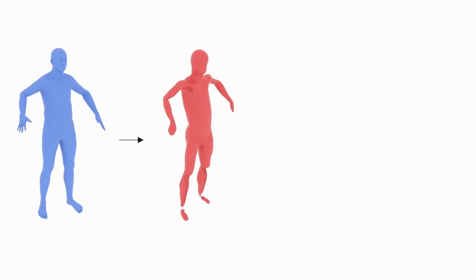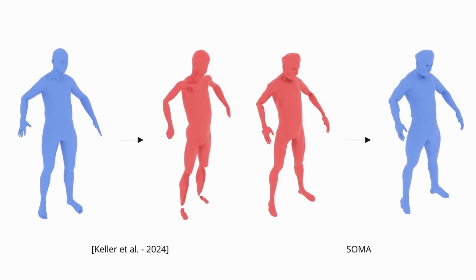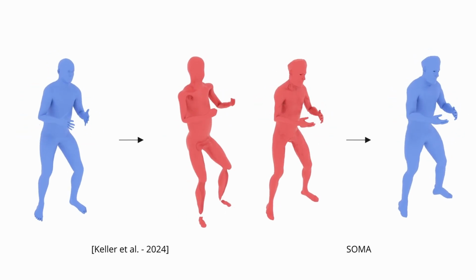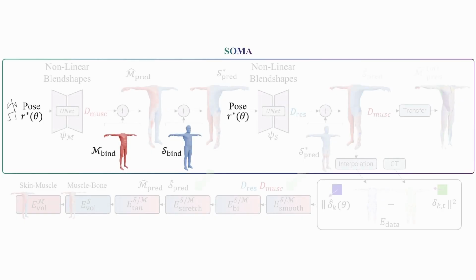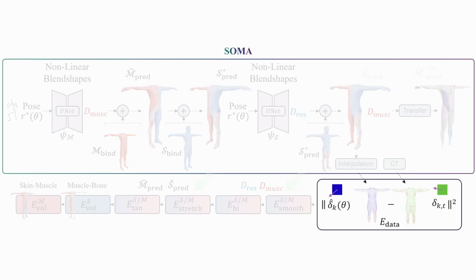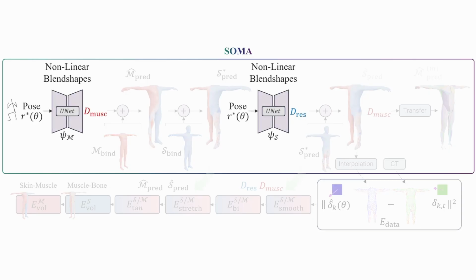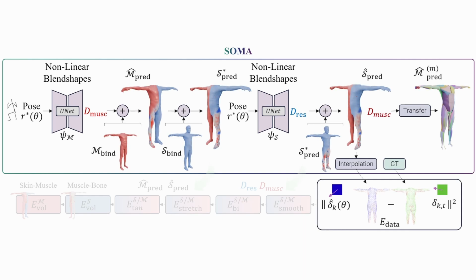SOMA flips this paradigm. Instead of guessing from the outside in, we build a subject-specific model driven from the inside out. We start with a personalized anatomical template. By linking the skeletal pose directly to our internal muscle layer, we provide the network with explicit mechanical drivers. Using the high-fidelity surface tracking from our SCIM dataset, SOMA learns decoupled, pose-driven blend shapes. This allows the network to predict exactly how individual muscles will bulge, stretch, and slide during any given movement.